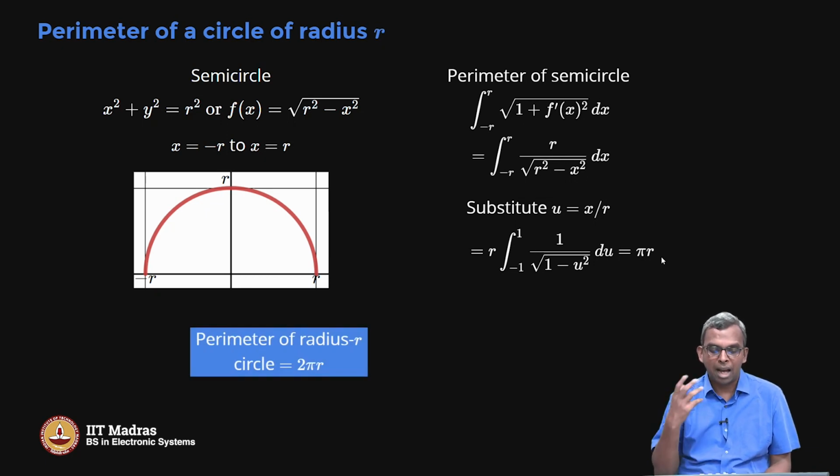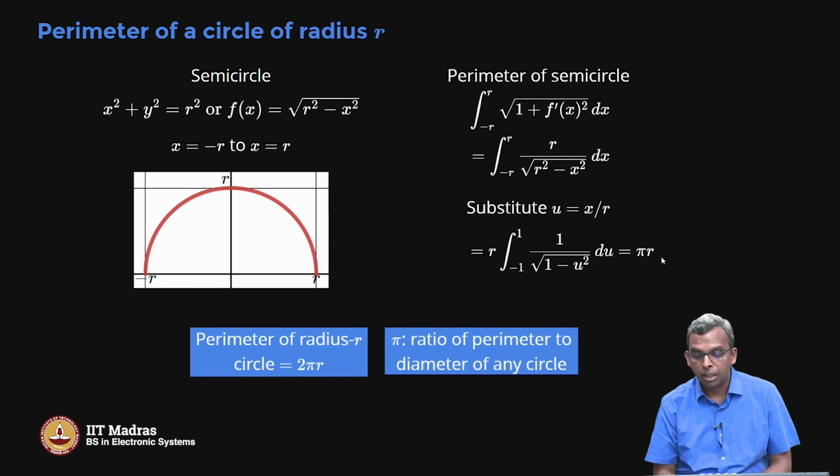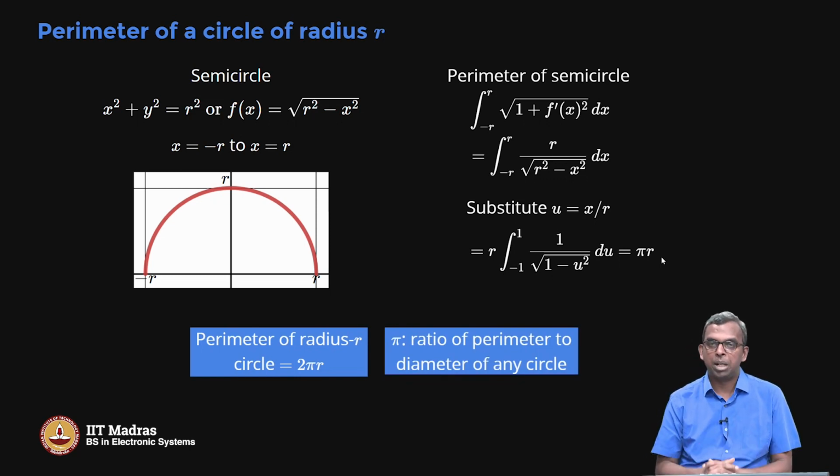The perimeter of a radius r circle is 2 pi r. It's pi r for the top part, pi r for the bottom part. You get 2 pi r, and this gives you this wonderful fact that pi is indeed the ratio of perimeter to diameter of any circle that you can draw of any radius. So this completes the picture of the perimeter of the circle of radius r, and you can see the central role integration plays in this.